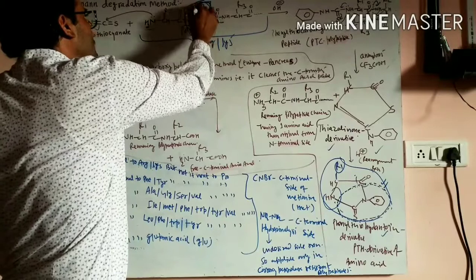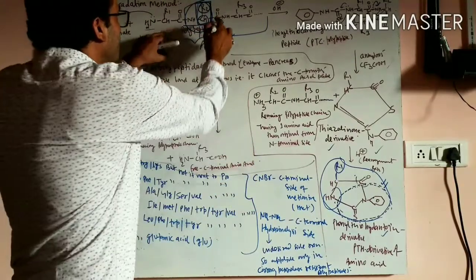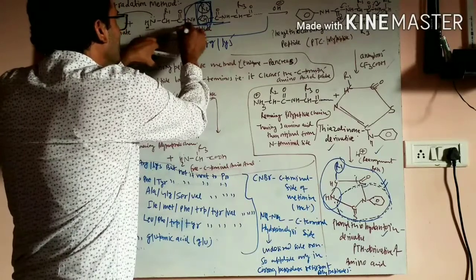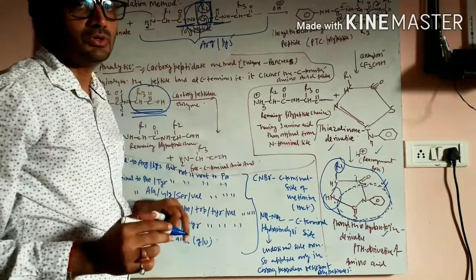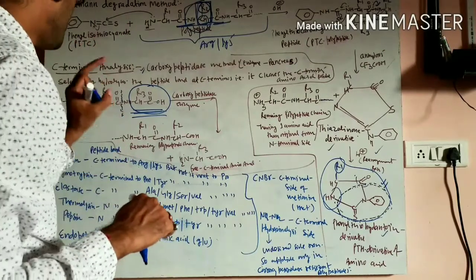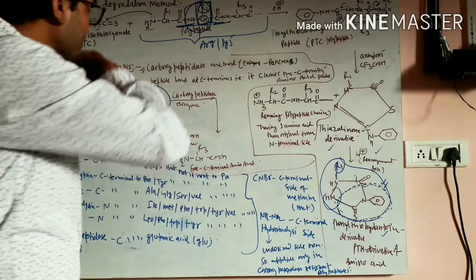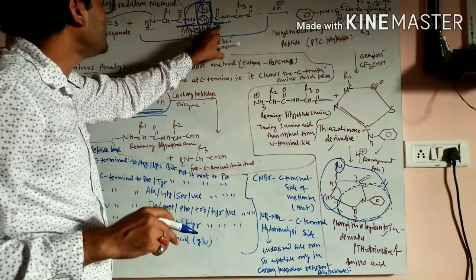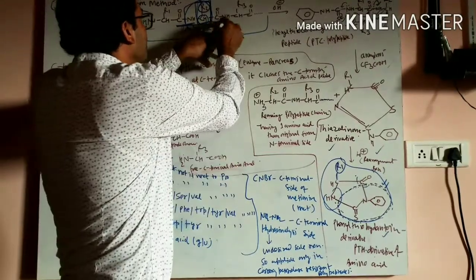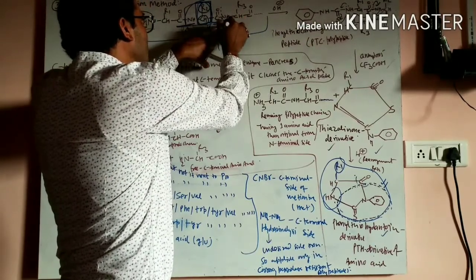So this is the amino acid molecule, and from both sides we have amide bonds. This is one amide bond, this is another amide bond. So which amide bond will it cleave? It will cleave the amide bond from the C-terminal side, meaning this side, the right hand side. It will cleave this amide bond.